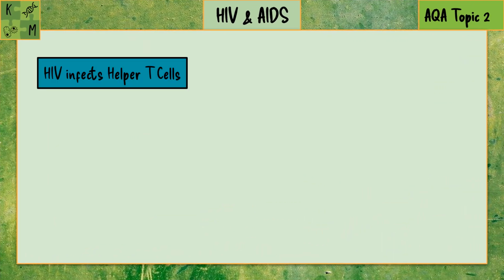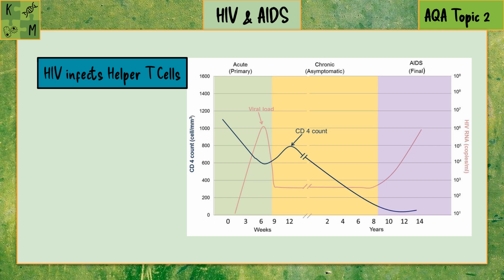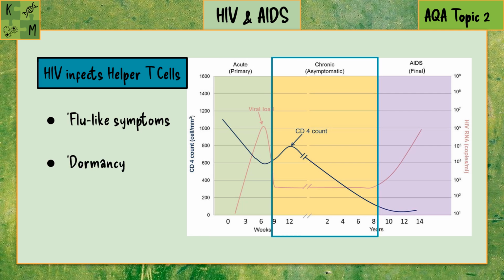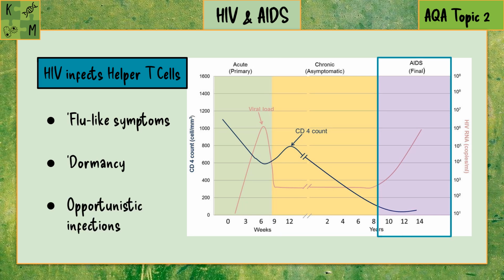On initial infection, the person often experiences flu-like symptoms, similar to the symptoms of other viral infections. During the second stage of infection, HIV can lie dormant in some cells, but helper T cell numbers are gradually depleted. An AIDS diagnosis is made when the number of helper T cells falls below 200 cells per milliliter of blood, and disease symptoms of opportunistic infections occur.